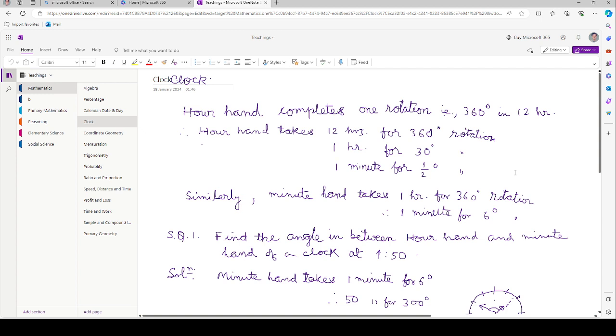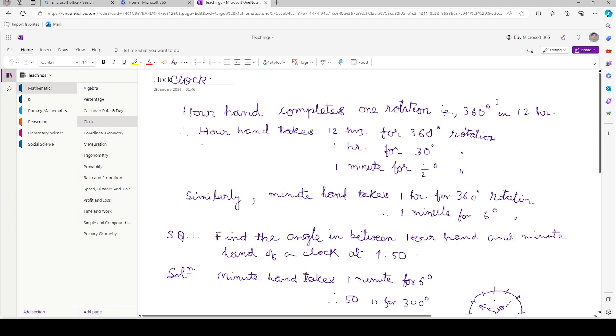In this video, I am going to discuss the problem of clock. We know there are hour hand and minute hand in a clock and also second hand, but we will confine our attention only to two hands of the clock, that is hour hand and minute hand.